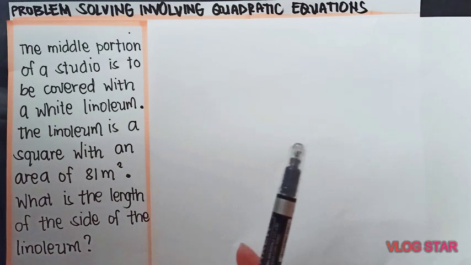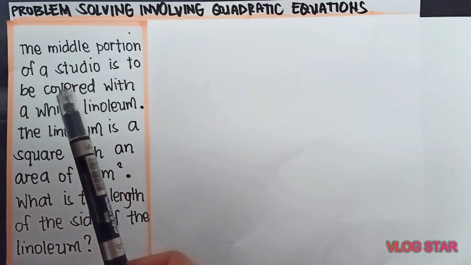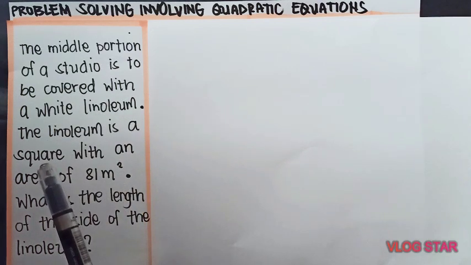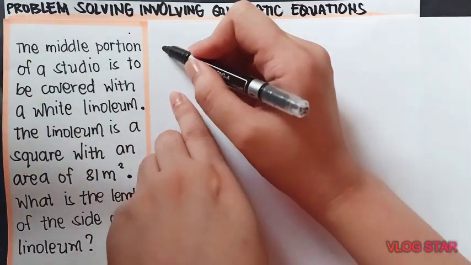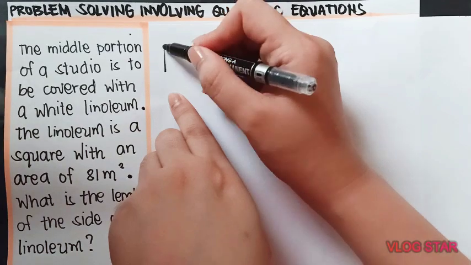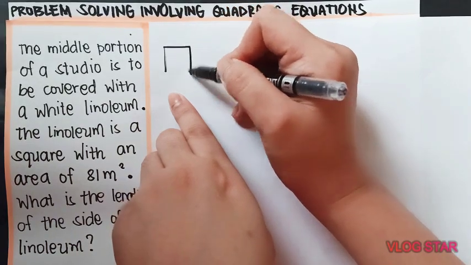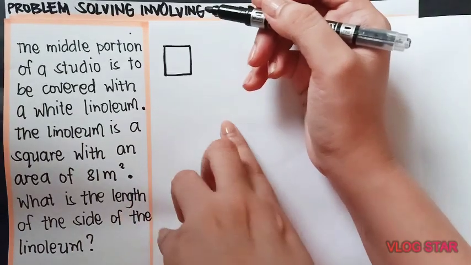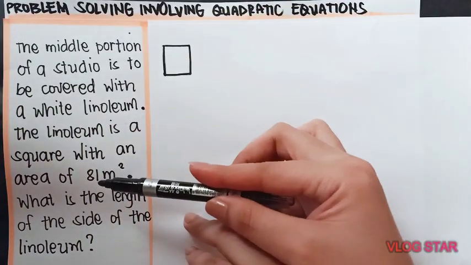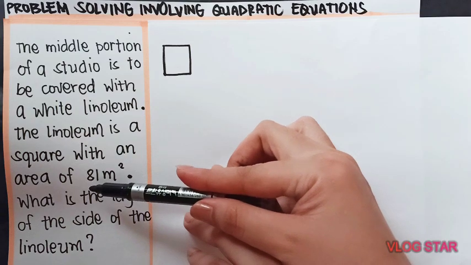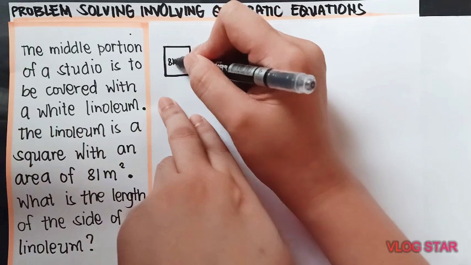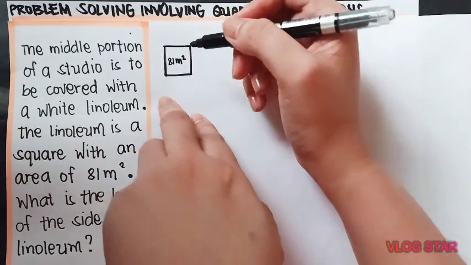So again, it says in here that there is a studio that needs to be covered with a linoleum, and the shape of the linoleum is a square. So let's try to draw the linoleum. Let's say that this is the linoleum, and it is square, okay? And it says that the area of the linoleum is 81 meters squared. So the area of this linoleum is 81 meters squared.